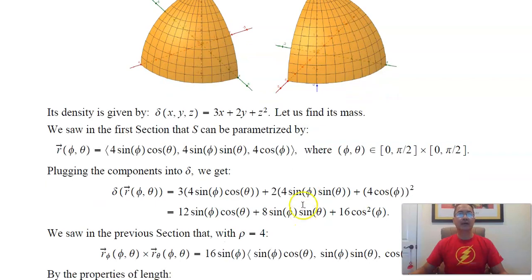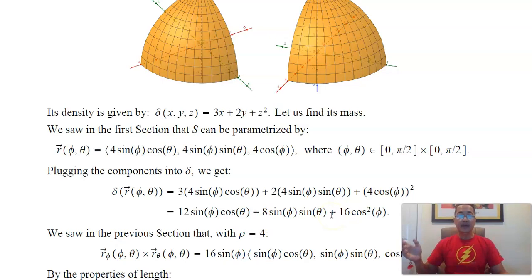Okay, so we know how to parametrize this. In spherical coordinates, we have 4 sine phi cosine theta, 4 sine phi sine theta, and 4 cosine phi. This is the domain for phi and theta, just as we mentioned. So plug this parametrization into the density: 3x, here's our x, 2y, here's the y over here, z squared. Take this whole thing, square it, simplify, and it goes over here.